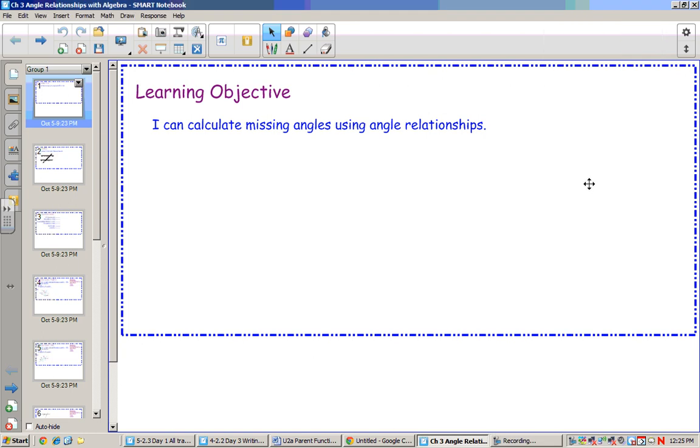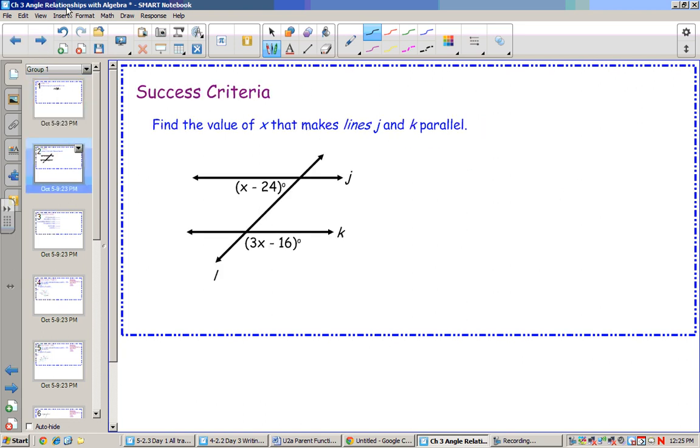Hello. The goal of today's lesson is to calculate missing angles using angle relationships. What we are really going to concentrate on today is the algebra component. So by the end of the day, we'll be able to solve for x and find all the missing angles in this particular situation.